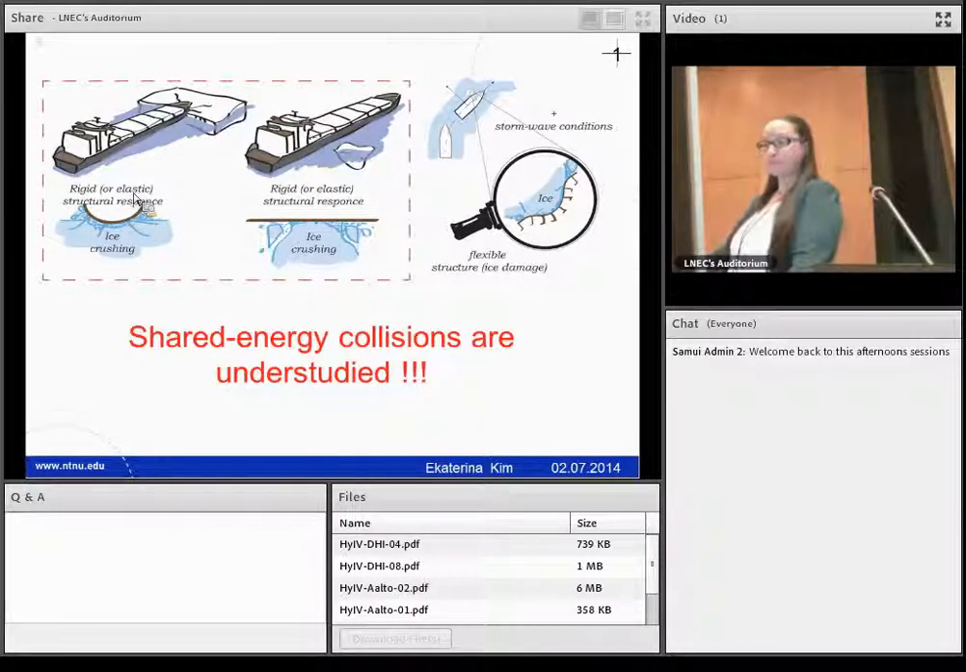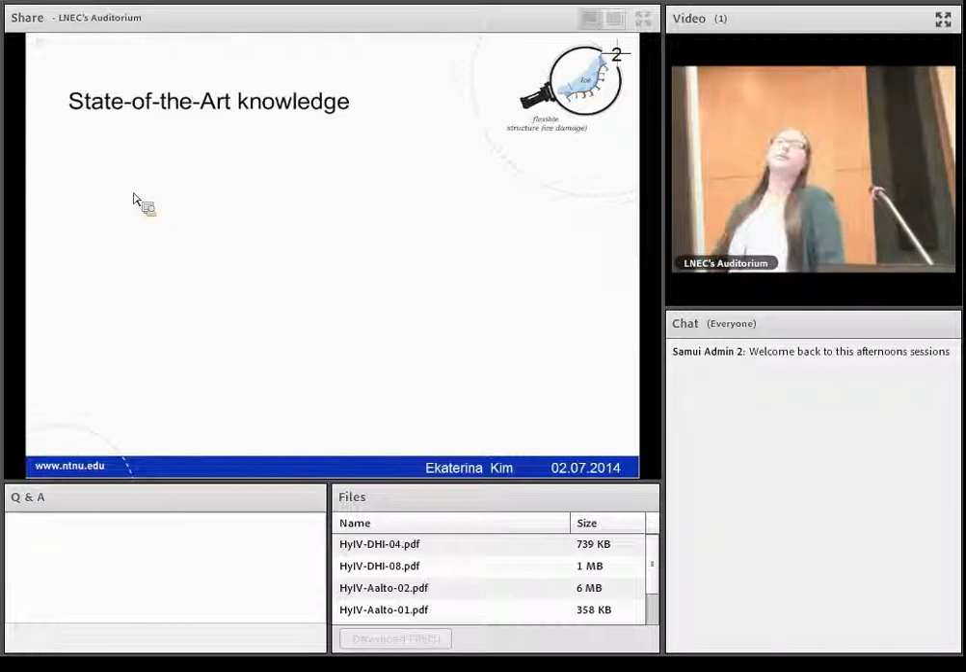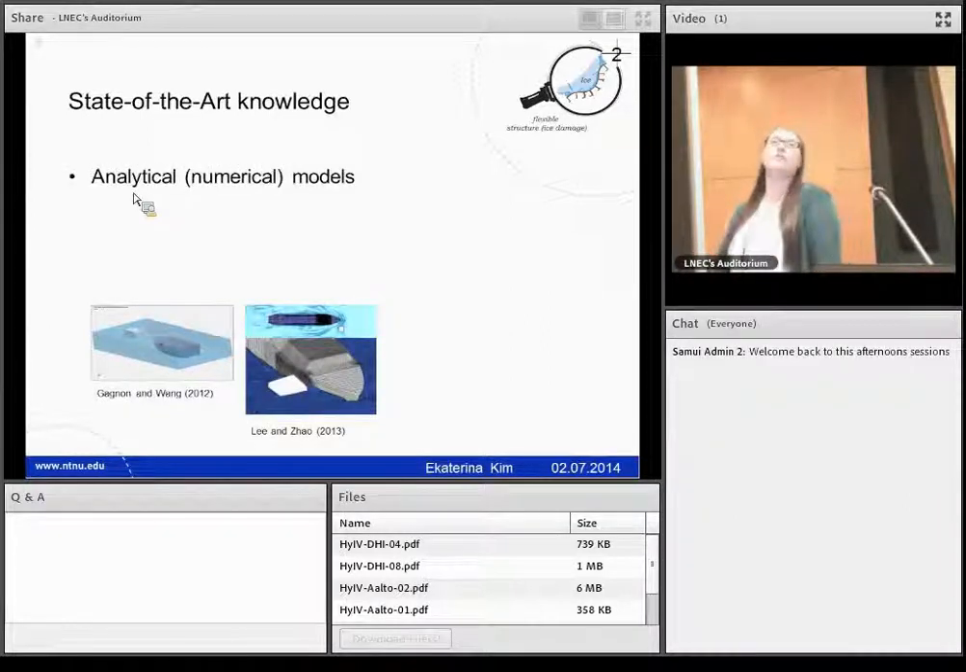If we focus more on the knowledge of shared energy collisions, where the ice and the structure are able to deform, we will find that there are models which account for the water, ice, and structure interaction in a single simulation. But then, do we have enough data to validate and check the reliability of our models?